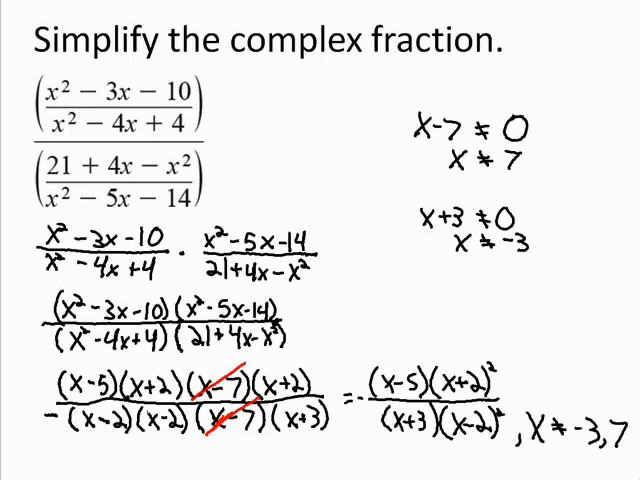The simplified expression is negative the quantity x minus 5 times the quantity x plus 2 squared, divided by the quantity x plus 3 times the quantity x minus 2 squared, where x is not equal to negative 3 or 7.